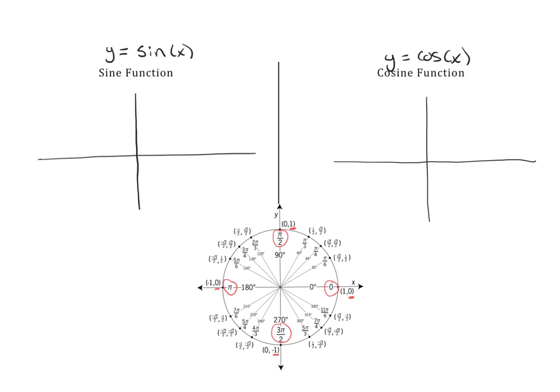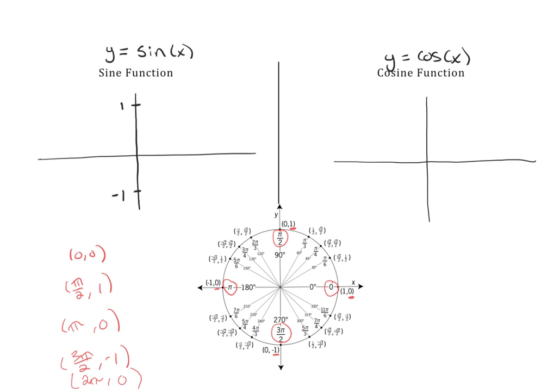So we'll have the point 0, 0, and then the point pi over 2, 1, and then the point pi, 0, and the point 3 pi over 2, -1, and then we'll come back around to 2 pi back at 0. So the range of this function will be from 1 to -1.